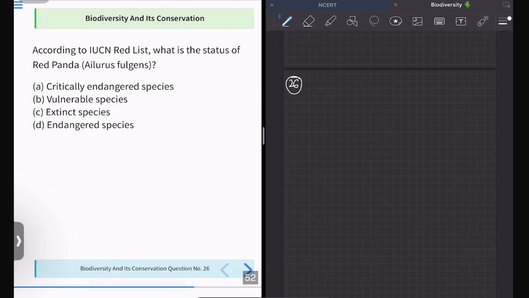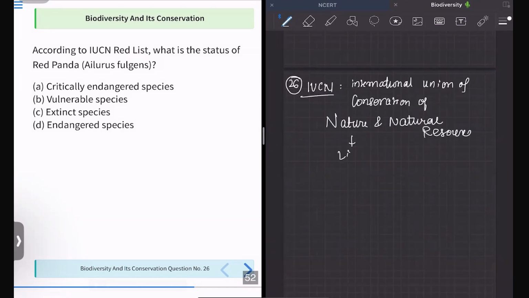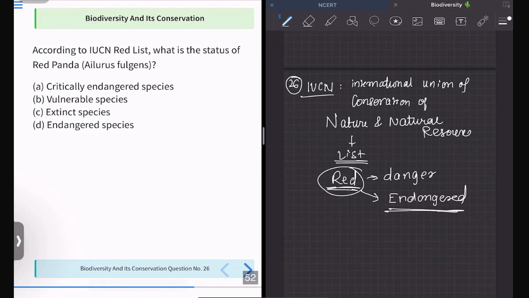So that is it. The IUCN is the International Union for Conservation of Nature and Natural Resources. So it is listed as the Red List. Now, when we say red list, red means danger. So red actually refers to endangered. So amongst endangered, we have seen the red panda. The biological name given is Ailurus fulgens.